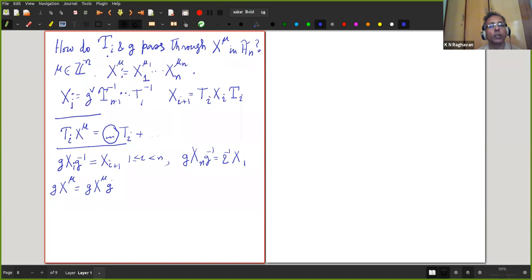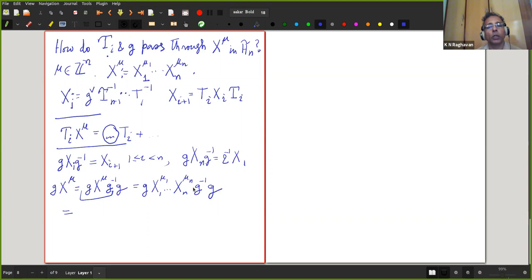And I will try to simplify this, and G has come to the right side. Okay. Now, so here, X mu is X1 mu1, etc. So let me write one more step: X mu, X1 mu1, Xn mu n, G inverse, G. Okay. Now, G X1 G inverse is X2, right?